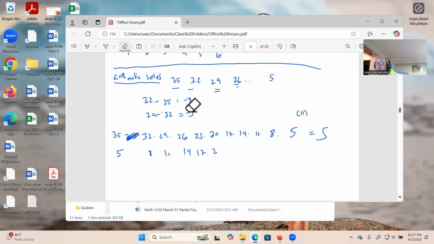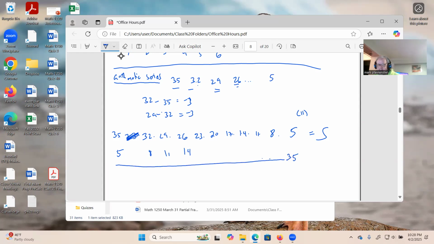I'm not keeping a very good tally of keeping these guys in very much order, but we'll say dot, dot, dot till we get to 35 at the end here. The idea here is that each of these, 35 plus 5 is 40, 32 plus 8 is 40, 29 plus 11 is 40, 26 plus 14 is 40, dot, dot, dot.